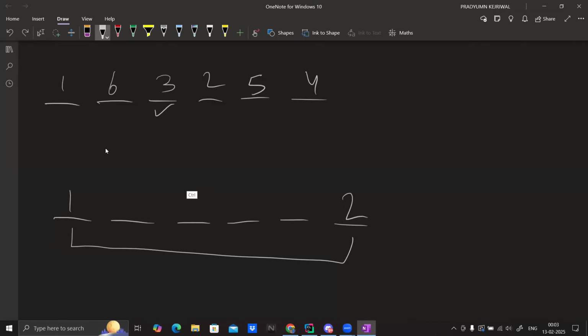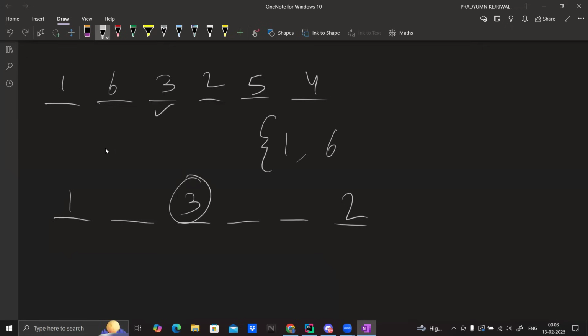Now there are two segments: this is one segment and this is one segment. Also, this 3 sat here, so in the set I have also inserted 3. Initially it was 1 comma 6 because positions 1 and 6 were occupied. Now 3 came and sat at position 3, so the set has 1, 6 and 3, which is 1, 3 and 6 in sorted order.